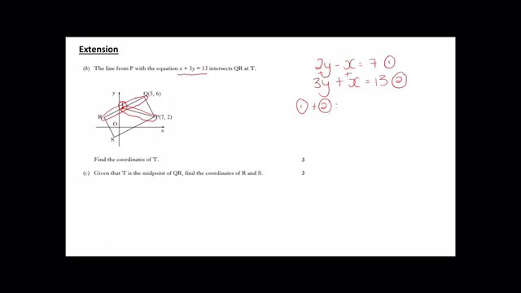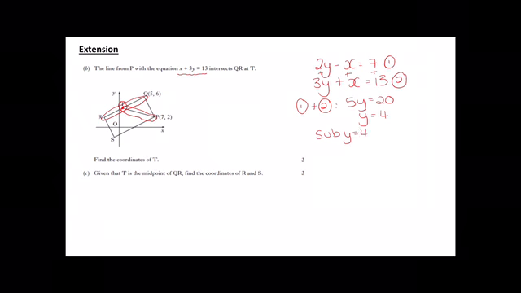So remember, you add your y's, you add your x's, and you add your numbers on the right hand side. So 2y plus 3y gives me 5y. Negative x plus x eliminates my x. 7 plus 13 gives me 20. So y must be equal to 4. I can now sub y equals 4 into either one of my equations. I'm going to go with equation 2. So rather than having 3y, I'm going to sub in that y is 4.